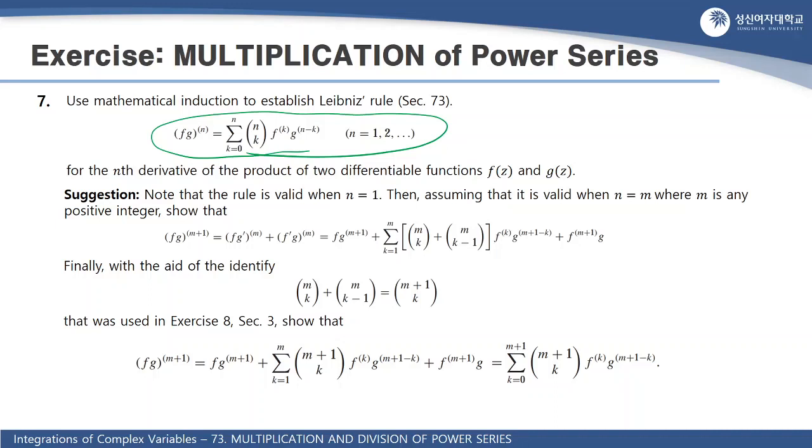the (m+1)th derivative of f times g is the mth derivative of f times the first derivative of g, plus the mth derivative of f' times g, which is f times the (m+1)th derivative of g plus the summation from k is 1 to m of m choose k plus m choose k minus 1 times the kth derivative of f times the (m+1-k)th derivative of g, plus the (m+1)th derivative of f times g.